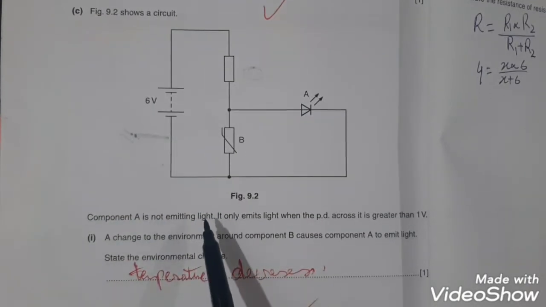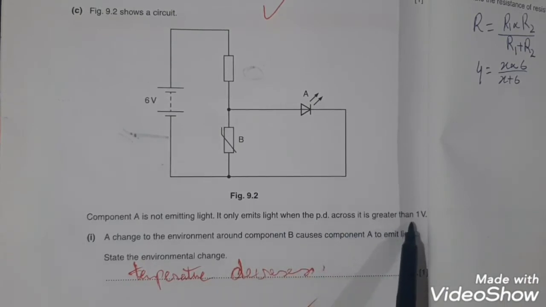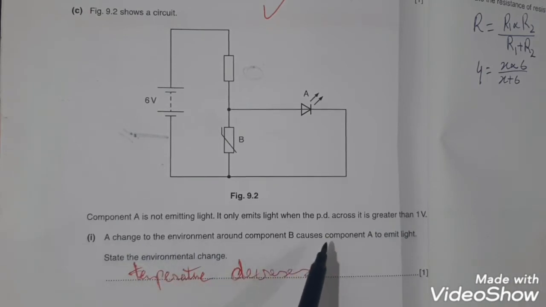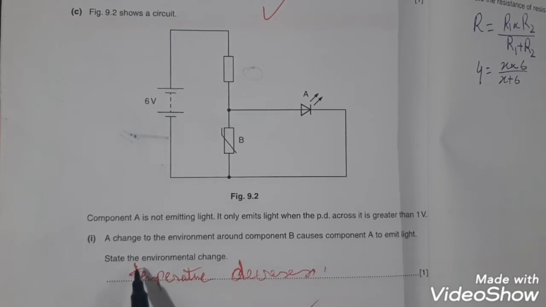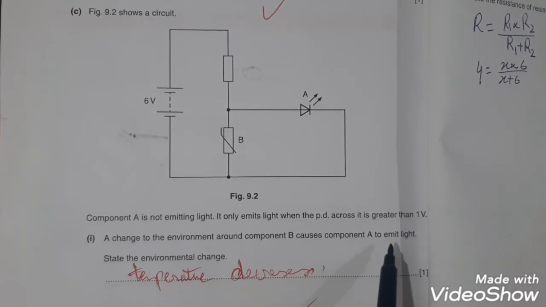Component A is not emitting light. It only emits light when the PD across it is greater than 1 volt. The change to the environment around component B causes component A to emit light. So state the environmental change. So in this we have that the temperature decreases for it to cause component A to emit light.